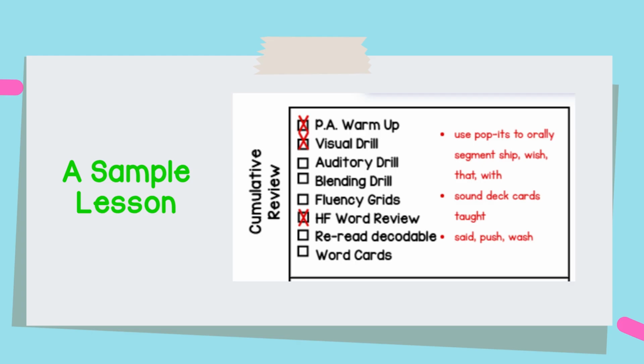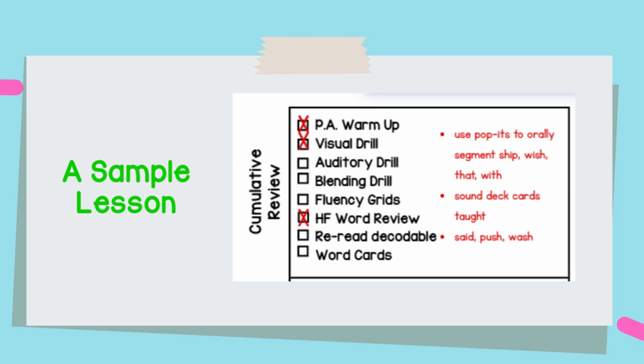So now I'm going to go through a sample lesson, just like I did with the letter learning one, of what this would look like. And just like in the letter learning one, everything in red is what I would have added as a teacher. So in cumulative review, I'm going to pretend like I'm teaching a lesson on digraphs. And I'm specifically going to be doing a lot of work with SH and TH in this lesson.